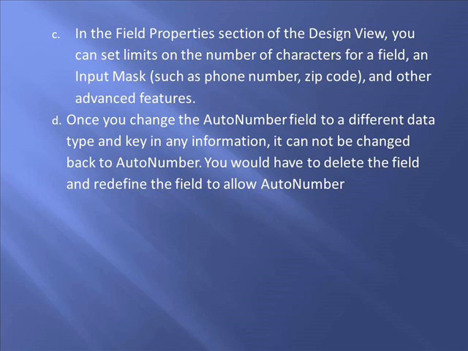Here is an important note to remember. Once you change the auto number field to a different data type and key in any information, it cannot be changed back to auto number. You'd have to recreate the field and start over with that field. So be very careful. If you want to allow your field to automatically number, you set the data type to auto number. And if at any time you change it from auto number, it cannot be changed back once you have put any information at all in that field.